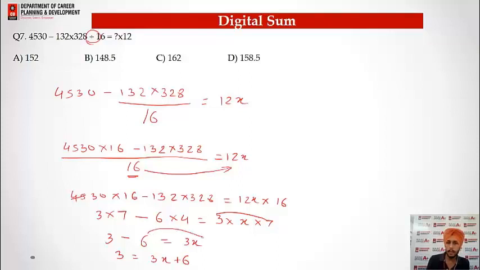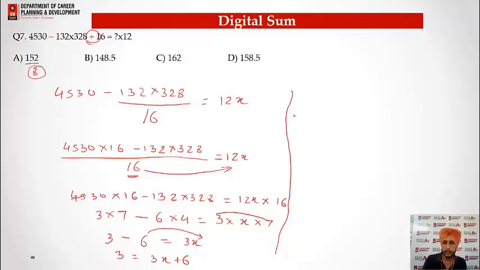We will send this 6 also to the other side of the equal sign to eliminate the negative sign. So now let's check our options. So our option A is 152. The digital sum of option A will be 5 plus 1, 6, plus 2, 8.